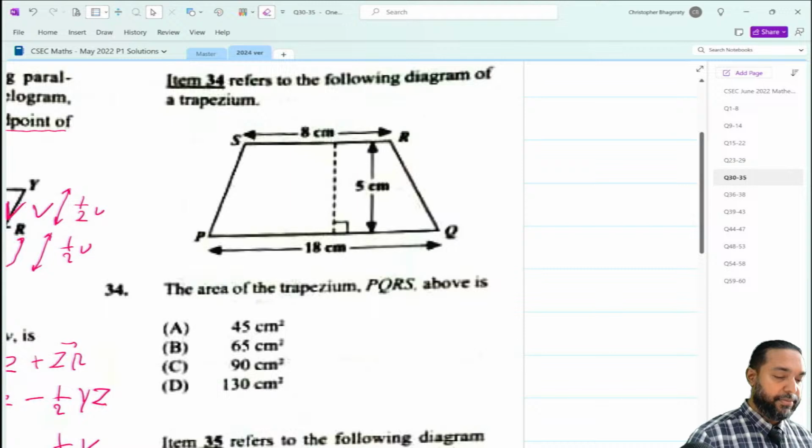Trapezium, right? The area of a trapezium. Okay, right. So this, by the way, this is 8 on top of here. This is 18.